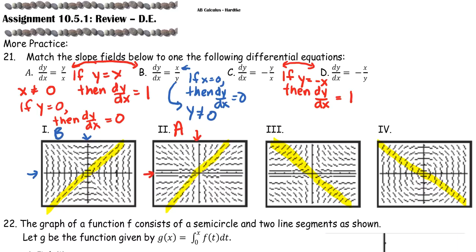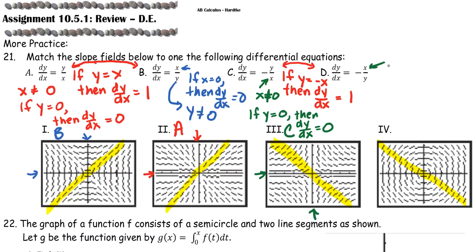All right, so then if we look similarly at C and D, here we can see that x cannot be 0, so we're expecting to have the no slopes on the vertical. And if y is equal to 0, then dy dx is 0. So on our horizontal axis, we have the horizontal slopes, and on the vertical axis, we have the no slopes. So this is going to be our graph for C.